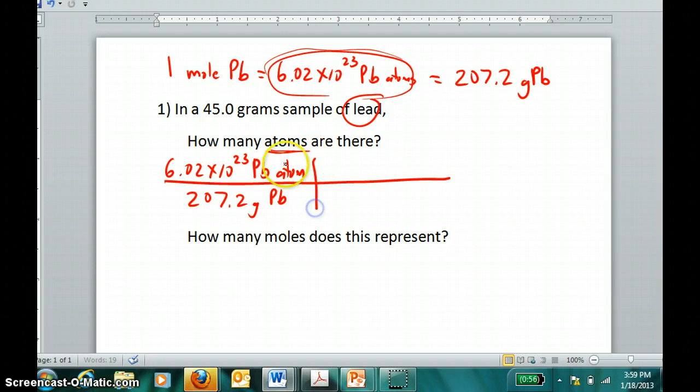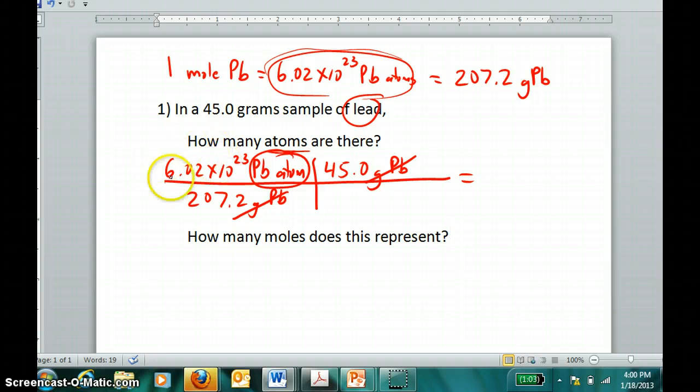And I chose this to get my answer, atoms of lead, because I have a mass of lead that lets me cancel this mass of lead by multiplication. If I multiply by 45 grams of lead, which I have in the sample, mass of lead cancels, and I'm left with atoms of lead, my answer. You grab your calculator, you divide 6.02 times 10 to the 23rd by 207.2, and you multiply by 45.